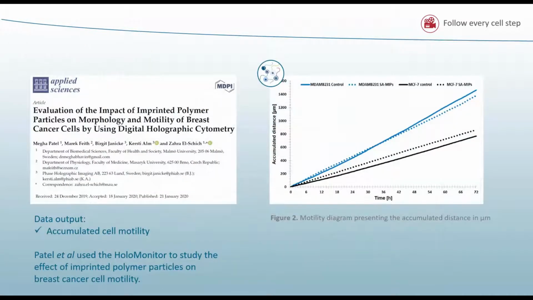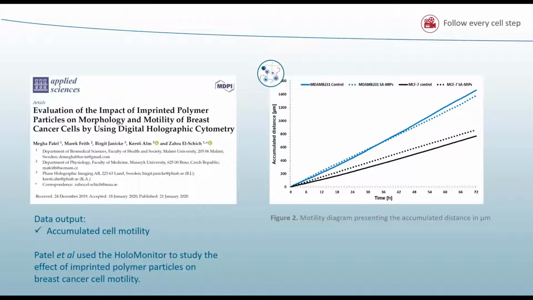And we have a publication on that. It's a group based mostly in Sweden, but also in the Czech Republic. They are looking at something called imprinted polymer particles. It's kind of plastic antibodies. And these particles affect cells.